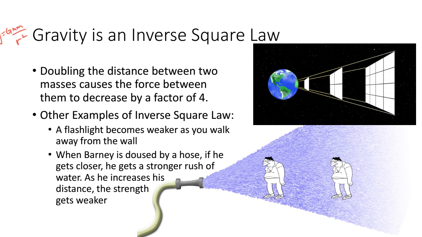Gravity is an inverse square law, and that's referring to the fact that the denominator has the radius squared. For example, if you were to double the distance between two masses, the force between them would change by a factor of 4. Other examples of the inverse square law include a flashlight becoming weaker as you walk away from the wall, or when you're dousing Barney with a hose. As he gets closer, he'll feel a stronger rush of water, and as he increases his distance, the strength gets weaker. You can see in this graphic that as you move farther from the source of gravity, its effects are spread out over a larger and larger area.